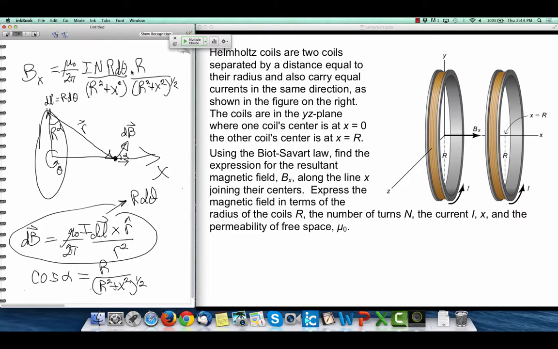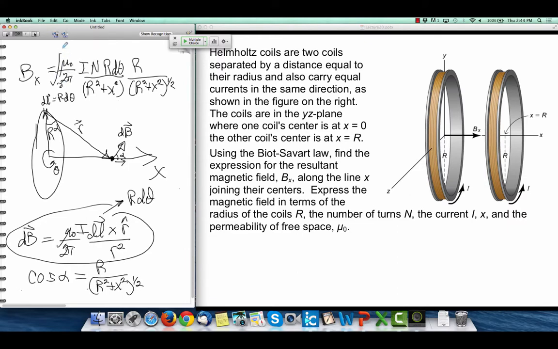Once I put all of those pieces together, I'm going to want to integrate theta from 0 to 2 pi. There's no theta dependence here, so that's not a problem. It's just 2 pi. So this whole mess of a thing is the magnetic field in the x direction along the x axis due to one of the coils. I should have stopped there.